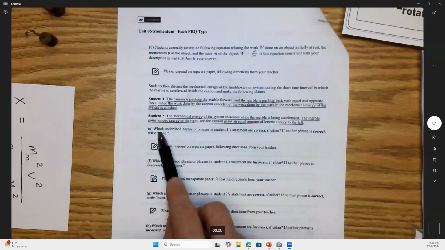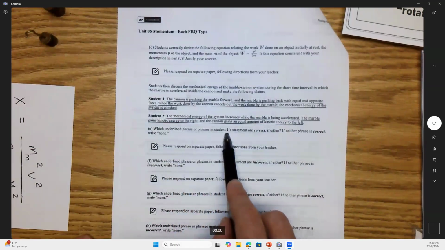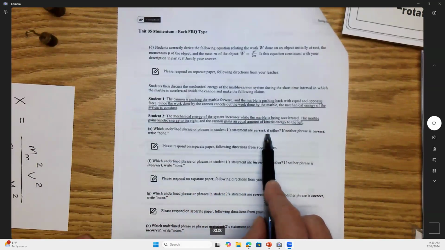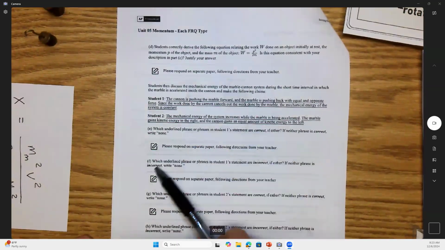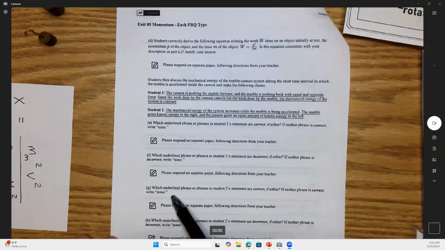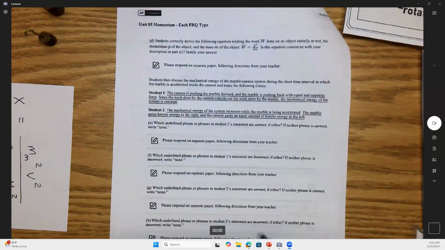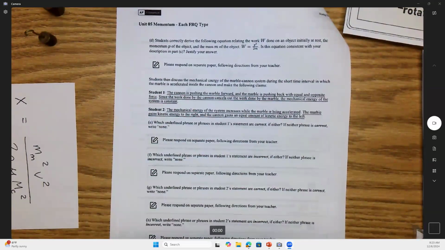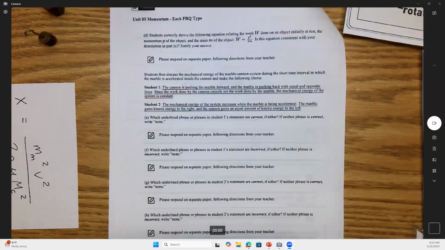Okay. So question E. Which underlined phrase or phrases in student 1's statement is correct, if either? If neither phrase is correct, write none. And then here, we'll just do E and F together. Actually, let's do all four of these, right? E, F, G, H. So which phrase could be incorrect? Question G, now look at student 2, which is correct, and then H, which is incorrect. So which is correct and incorrect for each student? Okay, go ahead and do E, F, G, and H.